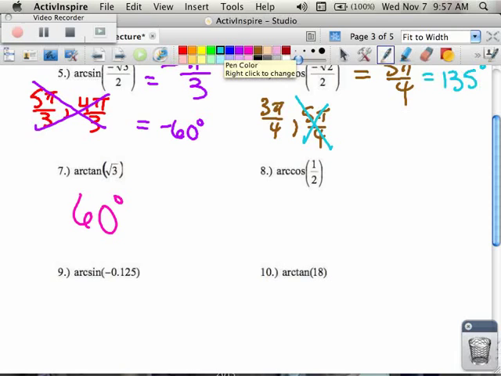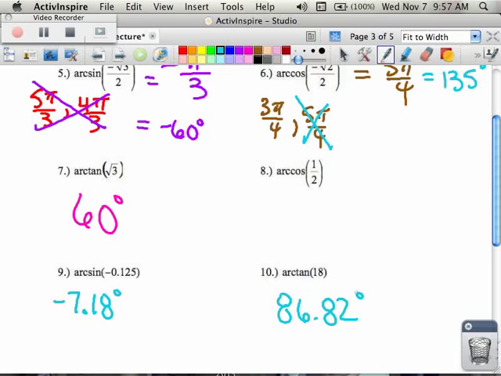Number 9, when I type this in my calculator, I get negative 7.18 degrees. Did you guys get that? How about number 10? 86.82 degrees. When I can't find something on my unit circle, I just type it in my calculator. But if I can find it on my unit circle, I trust myself more with that.